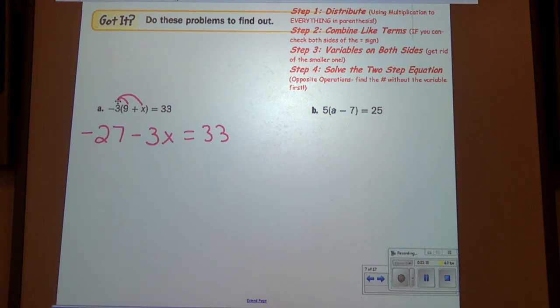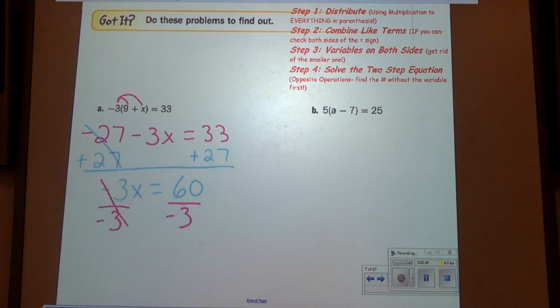Right now we have a negative 27 that we want to bring over, so we're going to add 27 to both sides. Because on the left, negative 27 plus 27 is 0, so it crosses off, and you're left with a negative 3x equals 33 plus 27 is 60. Now we have a one-step equation. We have to get x by itself, so we're going to divide by negative 3. Okay, on the left, the negative 3's cross off. You're left with x equals 60 divided by negative 3 is negative 20.